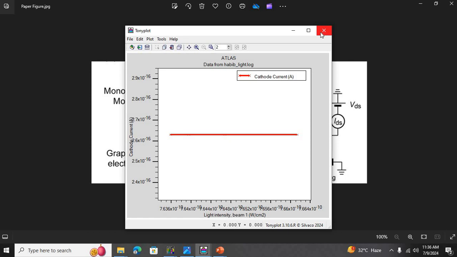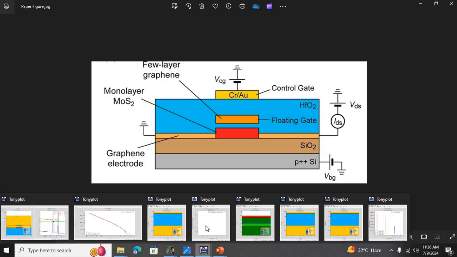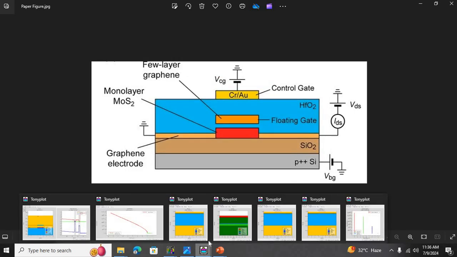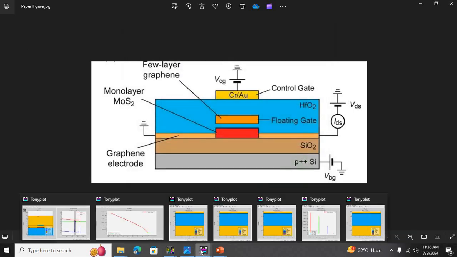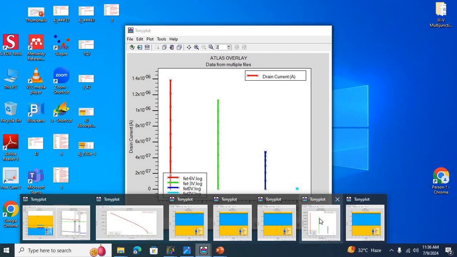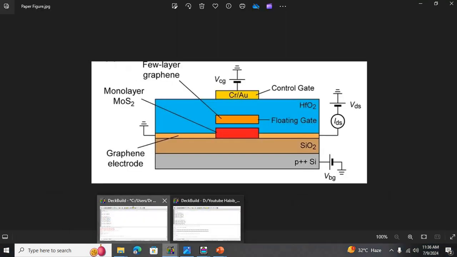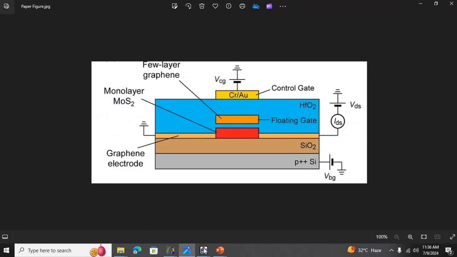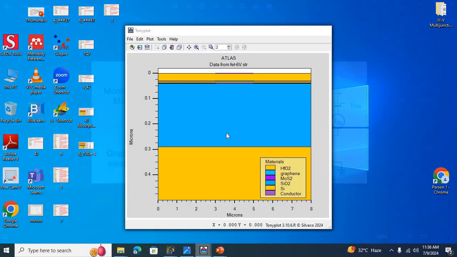This figure is from another simulation, so I'm going to close this one. Similarly, this one is also from another simulation. This one is also from another simulation. Okay, cool. Actually, I'm running another simulation in parallel, so you got some results for that as well. And I closed those results.